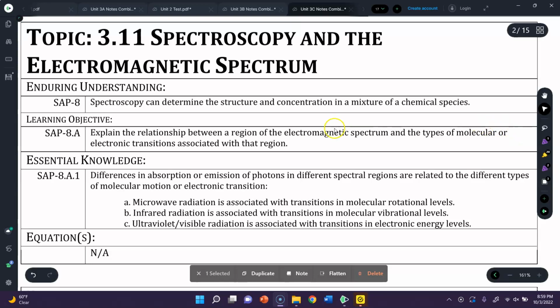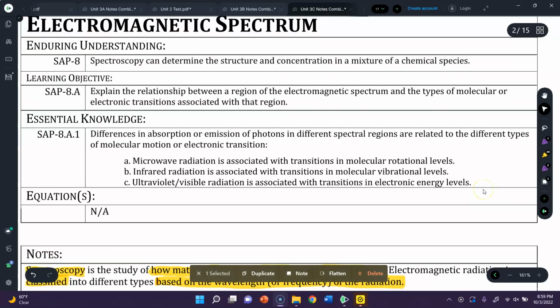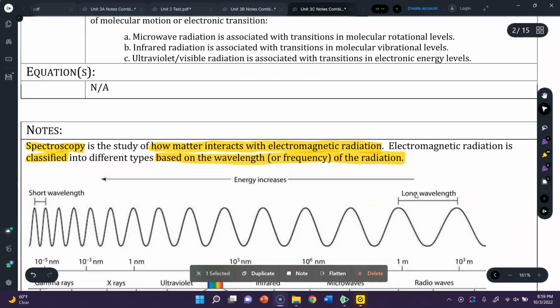Hello everyone, welcome to topic 3.11, spectroscopy in the electromagnetic spectrum. In this, you should be able to explain the relationship between a region of the electromagnetic spectrum and the types of molecular or electronic transitions associated with that region. In that, we are going to begin.